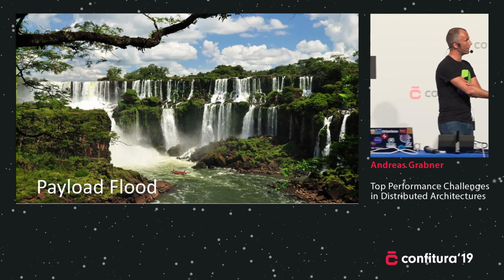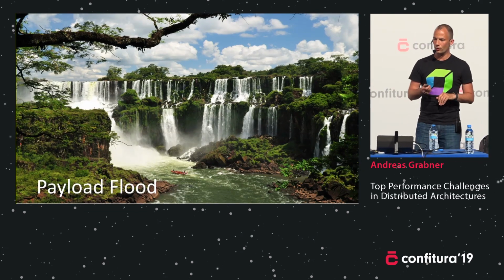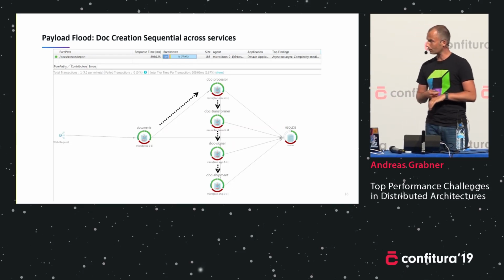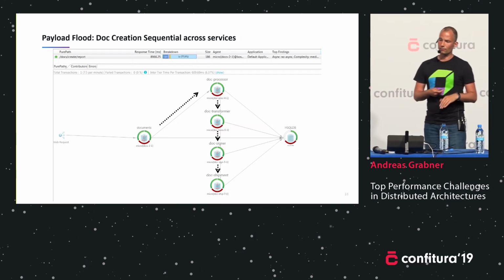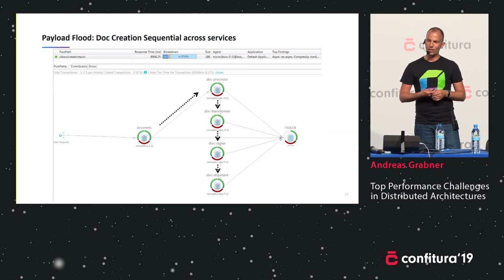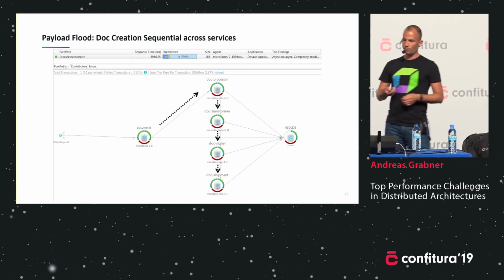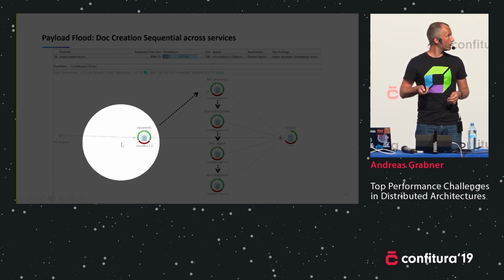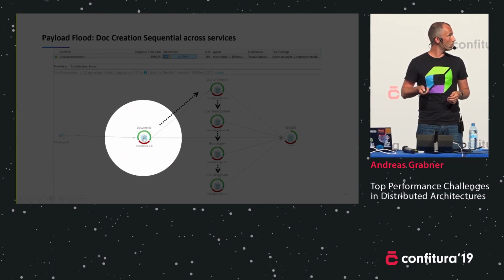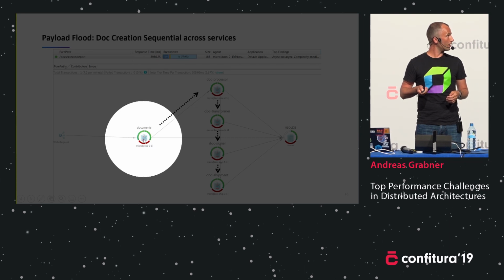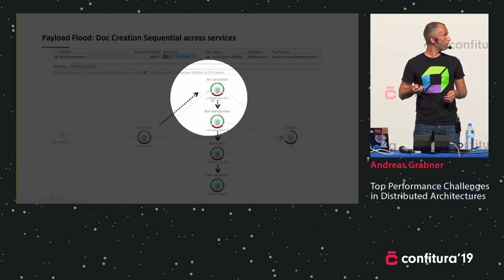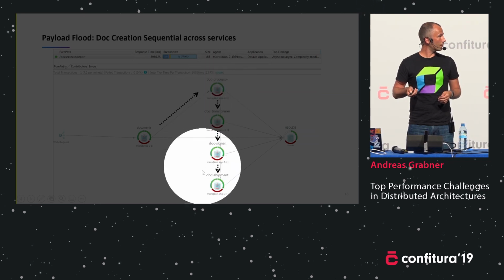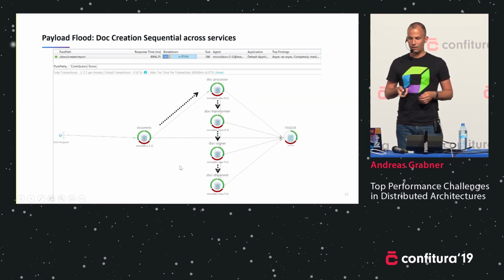Payload flood, next kind of use case. So what you see here is again from a different monitoring tool, and also what's called a transaction flow. These are always read from the request coming in here, a document is being sent to a Java application server, is being sent to the first process, then to the next, then to the next, then to the next, until the whole thing is finished.